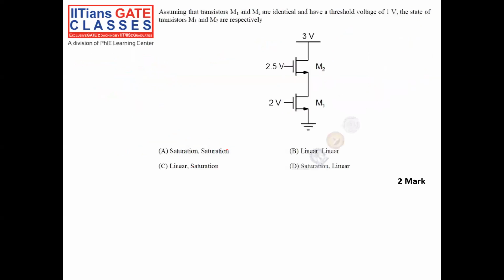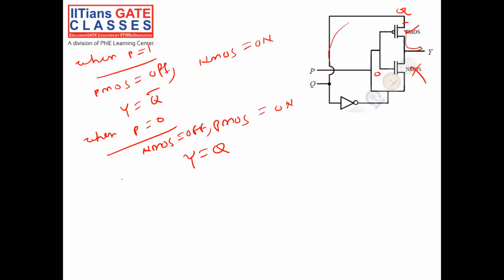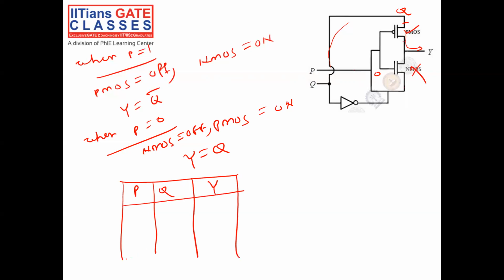So with this information, we have to solve the circuit. So now P, Q and output Y. P can be 0, 0, 0, 1, 1, 0, 1, 1. When P is equal to 0, output Y is equal to Q. Q means directly 0 will come. When P is equal to 0, again output is Q. Q means 1 will come here.